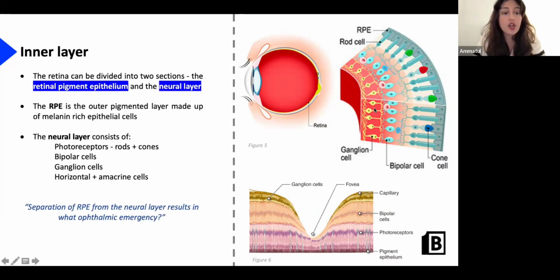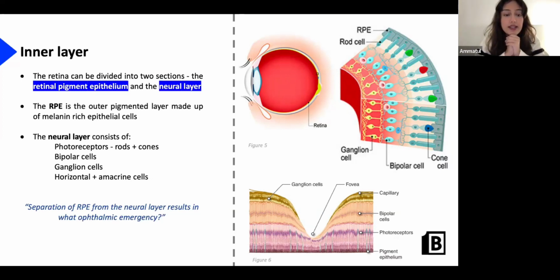Okay, so the neural layer consists of photoreceptors, which are the rods and cones that we mentioned, bipolar cells, which are here, and ganglion cells. We also have horizontal and amacrine cells, but we won't cover those in this presentation.